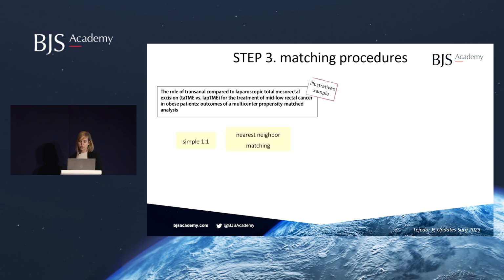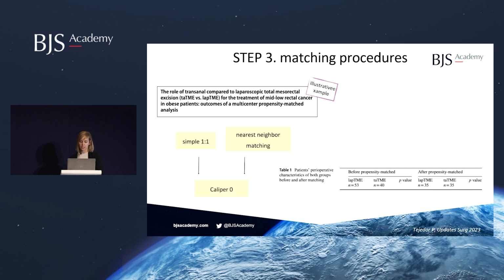So in the example we were using, a nearest neighbor matching was employed, a simple one-to-one matching with a caliper of 0. So as we can see here, we started with 53 and 40 patients in each group, and at the end, a few patients were excluded in both groups in order to find the exact matches.